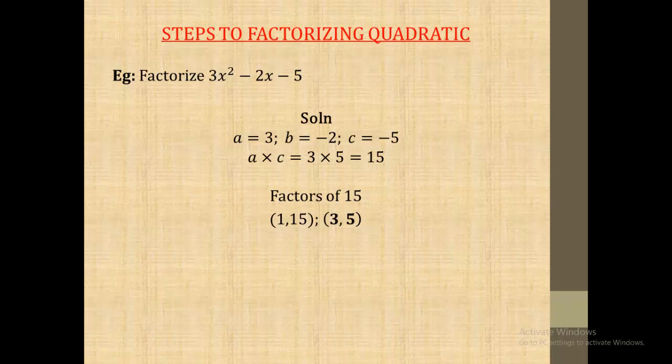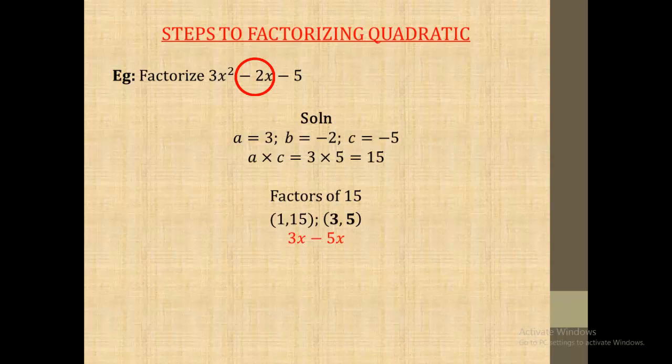For this one, only the 3 and 5 will work, because we are looking for numbers which, whether I'm subtracting or adding, give me negative 2. If I take 1 and 15, subtracting 1 from 15 will not give negative 2, and subtracting 15 from 1 will not give negative 2. But if I take the 3 and 5, subtracting 3 from 5 gives a positive. So how do I get negative? I subtract the 5 from the 3. So it's going to be this way.